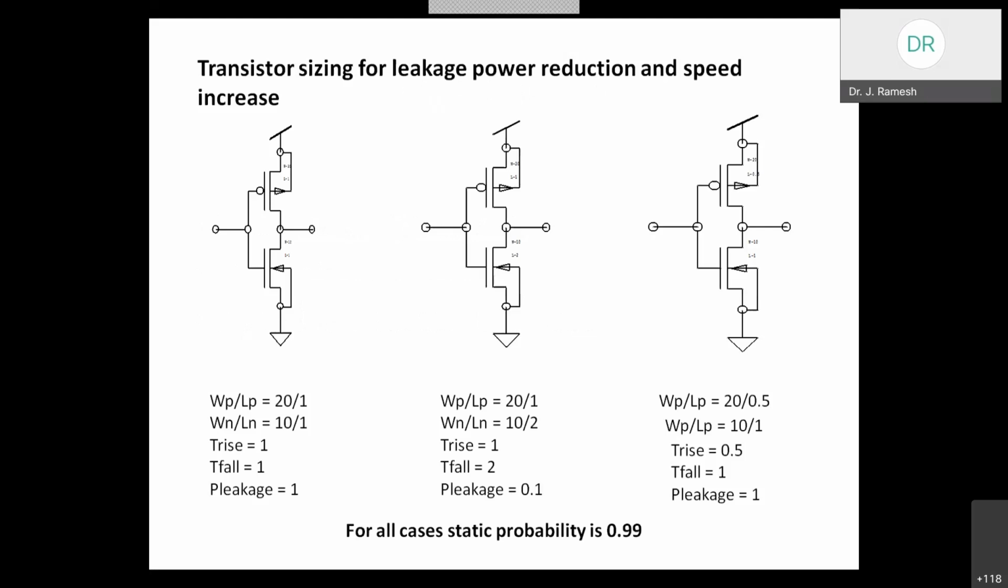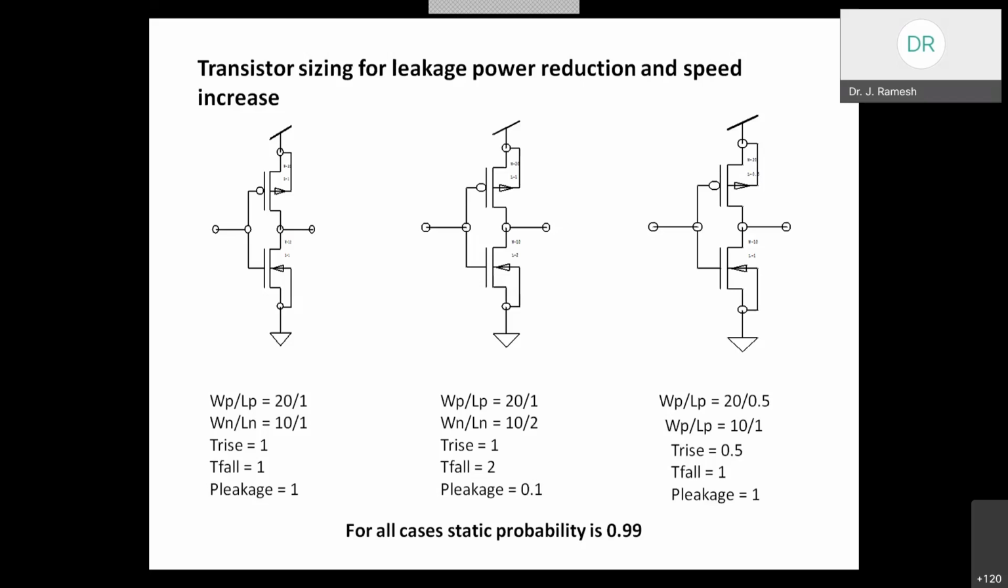Here you can see that in the first case, the W by L value is 20 by 1 for the PMOS and 10 by 1 for the NMOS, the rise time and fall time are 1 and 1, and the leakage power is equal to 1. These are readily available results taken from the literature. In the next case, the W by L values of the NMOS and PMOS are not changed, but the fall time is changed to 2, and because of that the leakage power is reduced from 1 to 0.1.